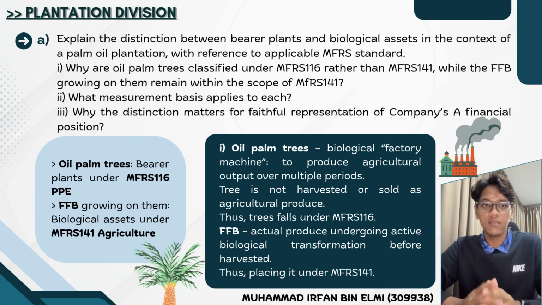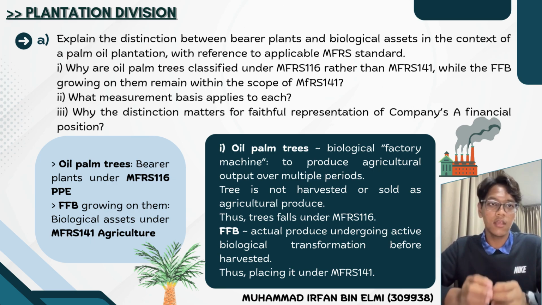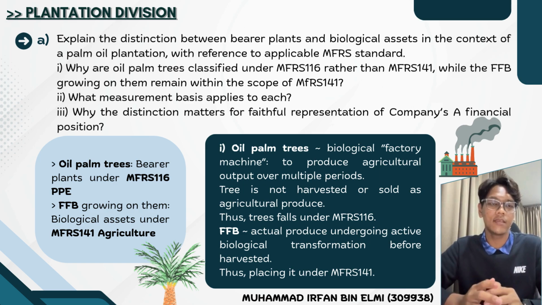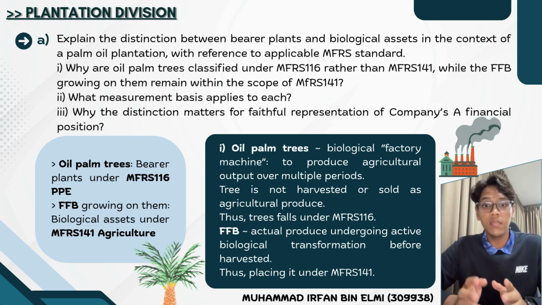So for the case study question, let us begin with plantation division. Question A asks, explain the distinction between bearer plants and biological asset in the context of a palm oil plantation with reference to the applicable MFRS standard. The first question being that why are all palm trees classified under MFRS 116 rather than MFRS 141, while the FFB, the fresh fruit branches growing on them, remain within the scope of MFRS 141.